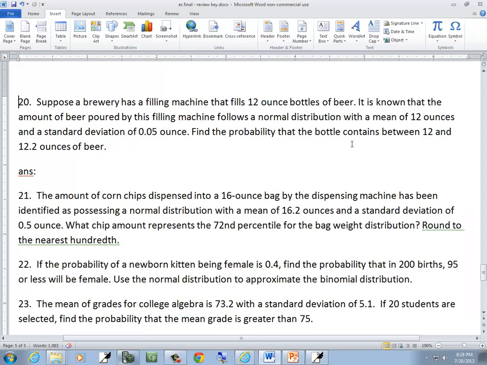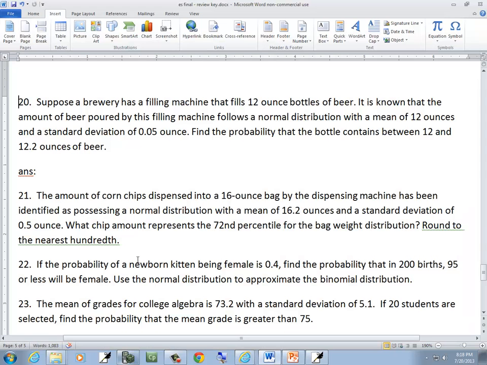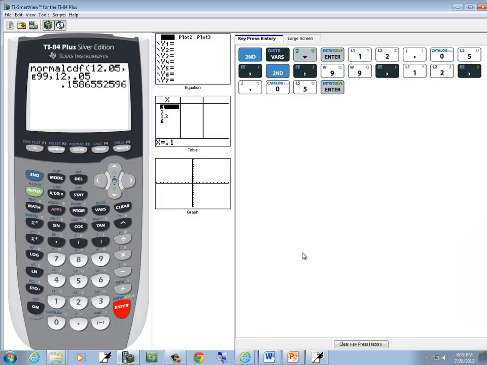Find the probability the bottle contains between 12 and 12.2 ounces of beer. Between 12 and 12.2, I'm shading this way. So our low value would be 12, and our high value would be 12.2. It's just your shaded region. Whatever's over here is your low, whatever's over here is your high. Comma our mean, which is 12, comma our standard deviation, which is 0.05. And let's see what that gives us.